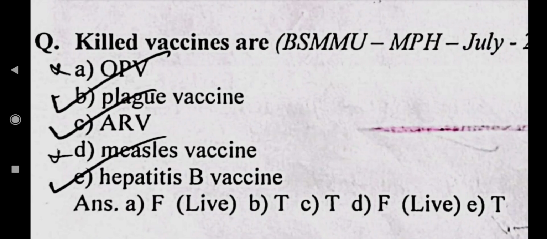Killed vaccines are. True answer: plague vaccine, anti-rabies vaccine, hepatitis B vaccine. False answer: oral polio vaccine, measles vaccine.